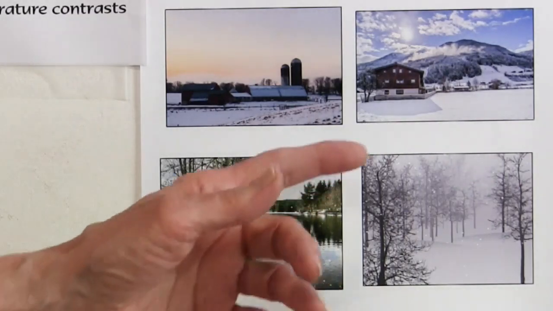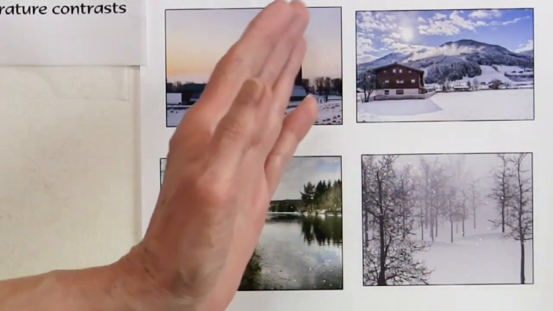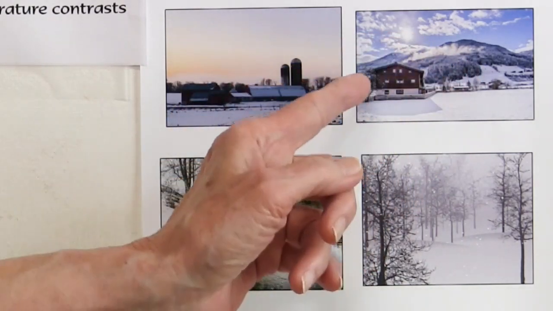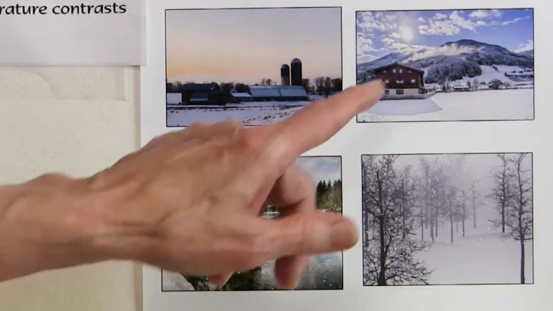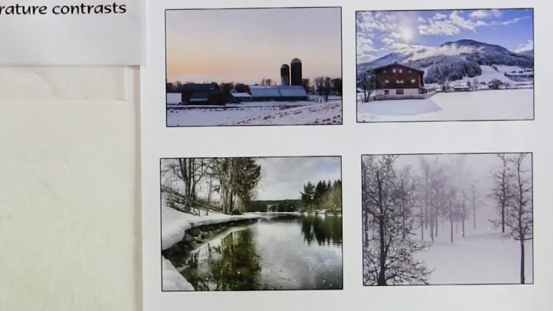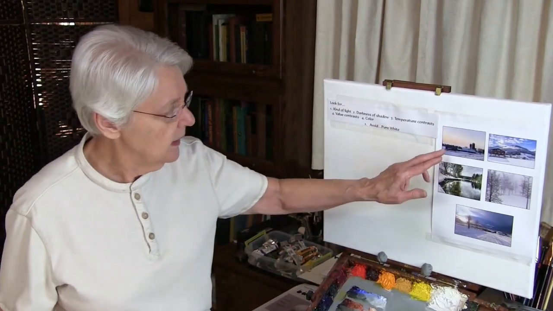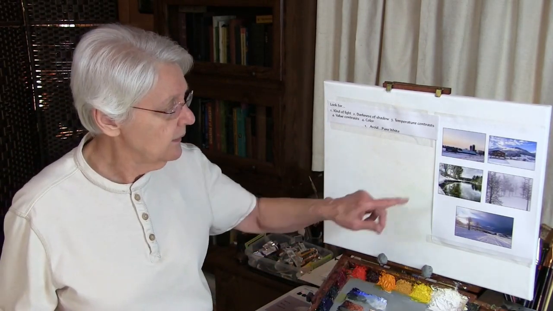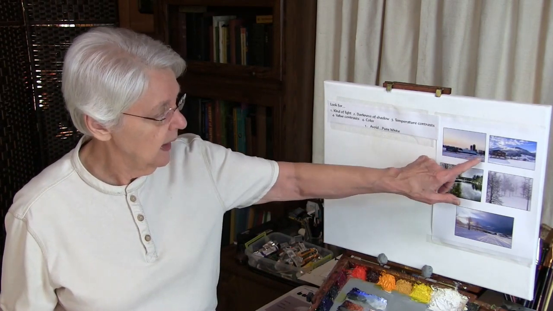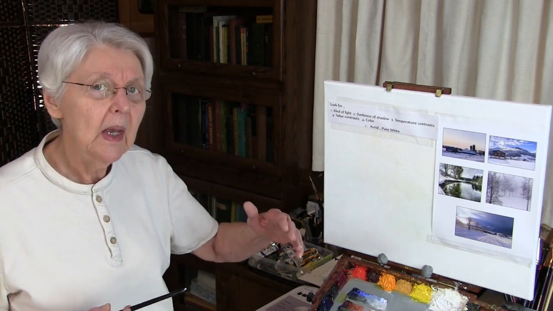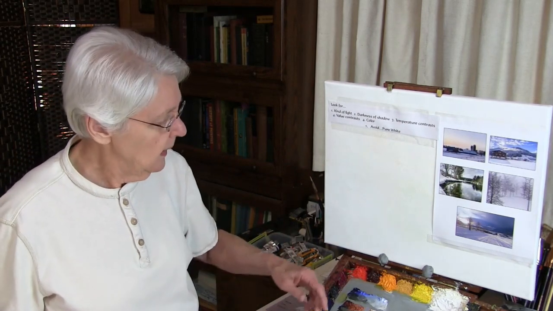One thing is, has it snowed already, and then has the sun come out, such as we have in this one? And in that case, you're going to have lots of cast shadows and really strong lights on the snow. Another thing is, what time of day is it? Is it early in the morning before the sun really comes up, or is it late in the afternoon after the sun has already gone down, such as we have in this? Because that's going to make all the difference in the world in how you approach the painting.